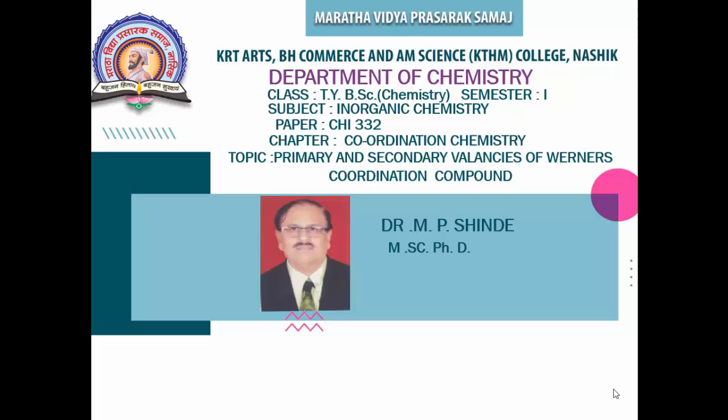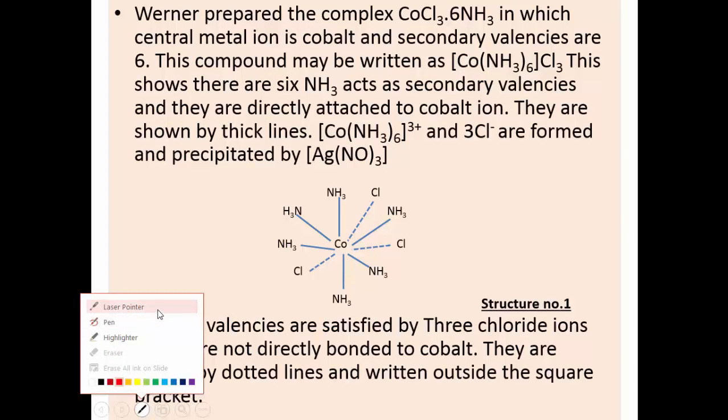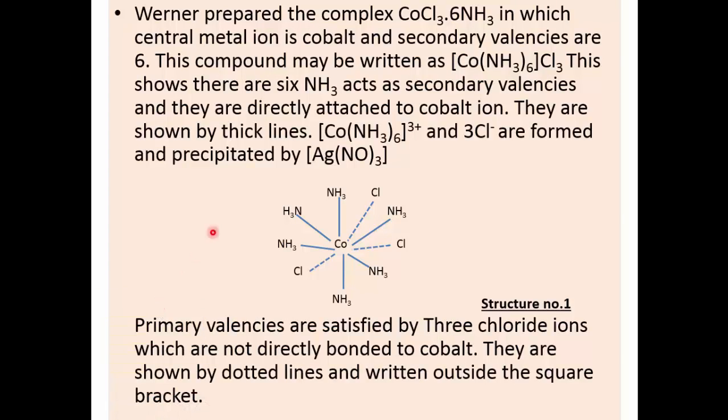Let us explain this concept with the help of Werner's compound. Werner prepared the complex CoCl3·6NH3, in which the central metal ion is cobalt, and in all these compounds the coordination number of cobalt is 6, and hence there are 6 secondary valencies attached to cobalt. This compound may be written in various ways.